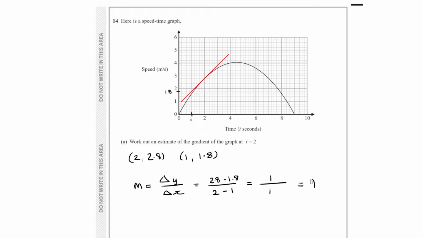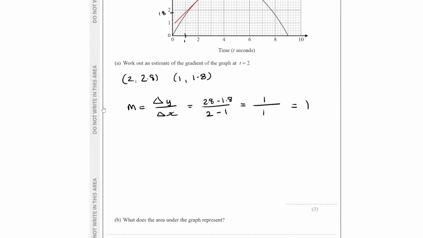You might get a slightly different number, that's fine. They have obviously given a range of possible answers. I did get a different answer when I did it on paper. I got 0.9. As long as you get something between 0.7 and 1.1, they'll accept that. Obviously everyone's tangent will look slightly different, so that's why the range is a little bit bigger than normal.